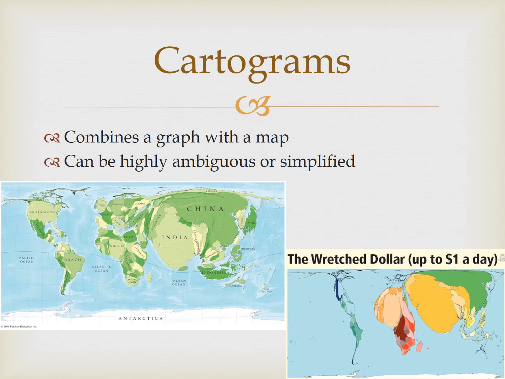Now, while these are fun maps, they are subject to ambiguity and oversimplification. The wretched dollar on the right shows populations that are living on less than $1 a day, which is a marker for extreme global poverty. China and India lead the pack. Why do you think that might be?